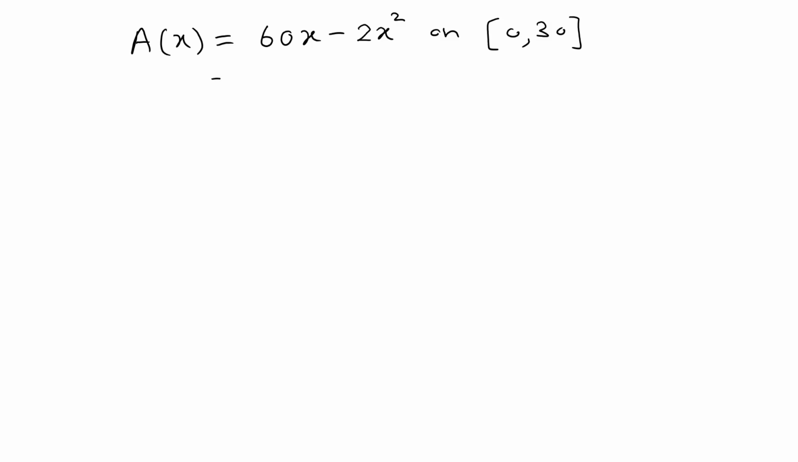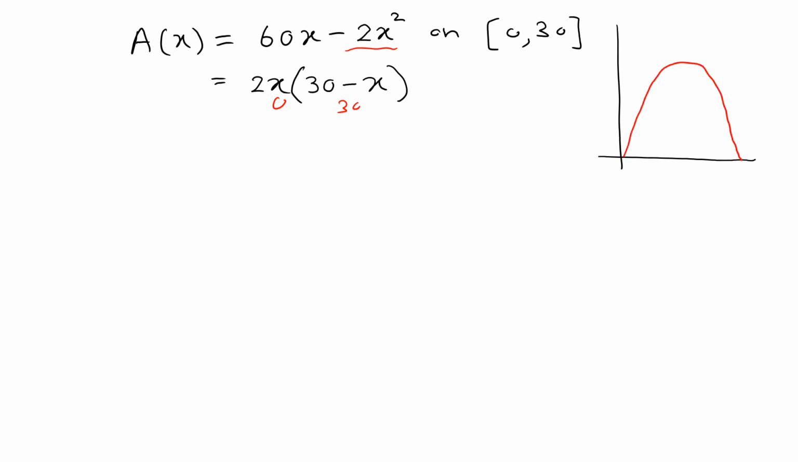Just for future purposes, I'm going to factor 2x from this one. So if you factor 2x, you get 30 minus x. So that's what you get. So now you can see that this is a parabola. It's again an upside down parabola. You can see there's a negative A. So that means this is going to look like this. So the graph of this one is going to be, there's a 0 at 0 and there's a 0 at 30. So that means the graph is going to be like that. So that's the shape of the graph.